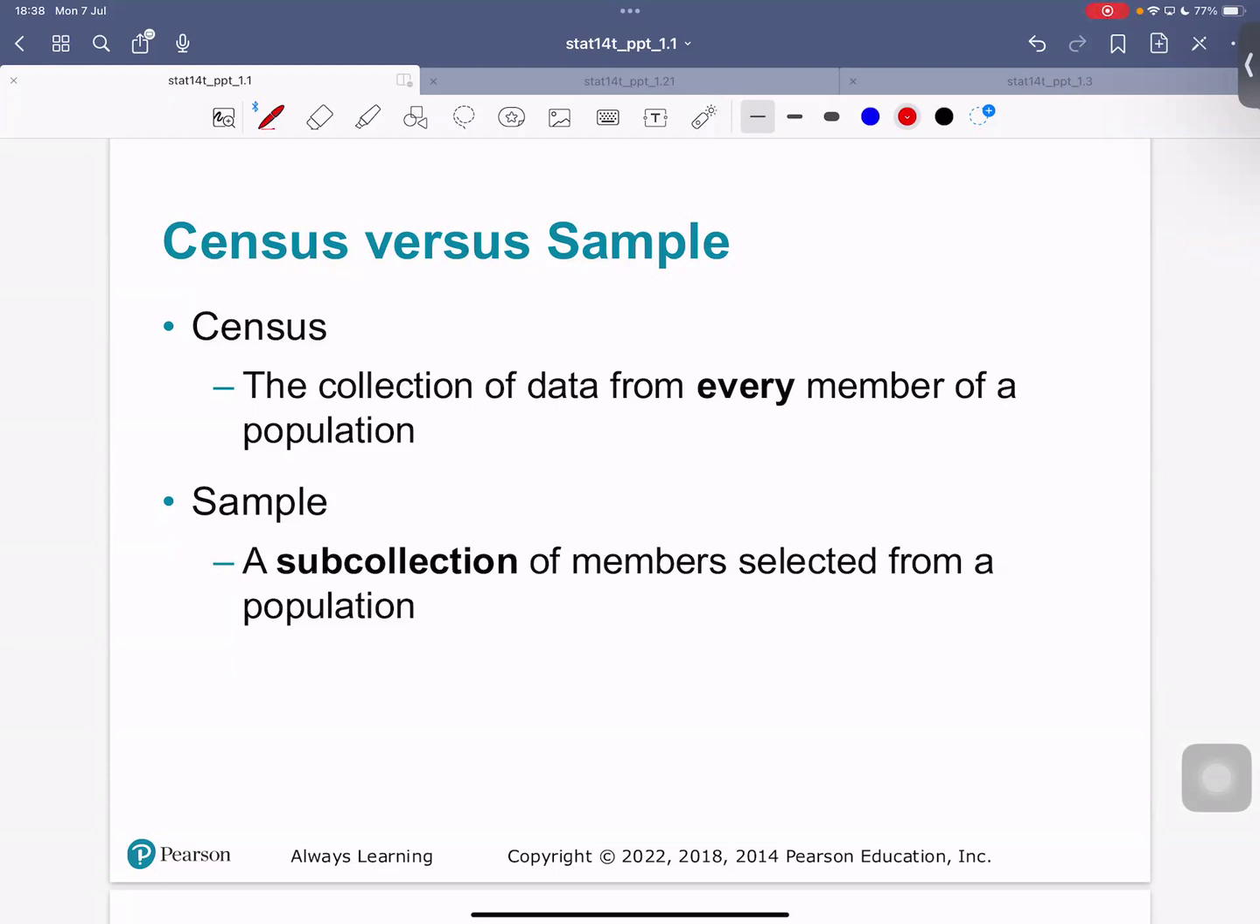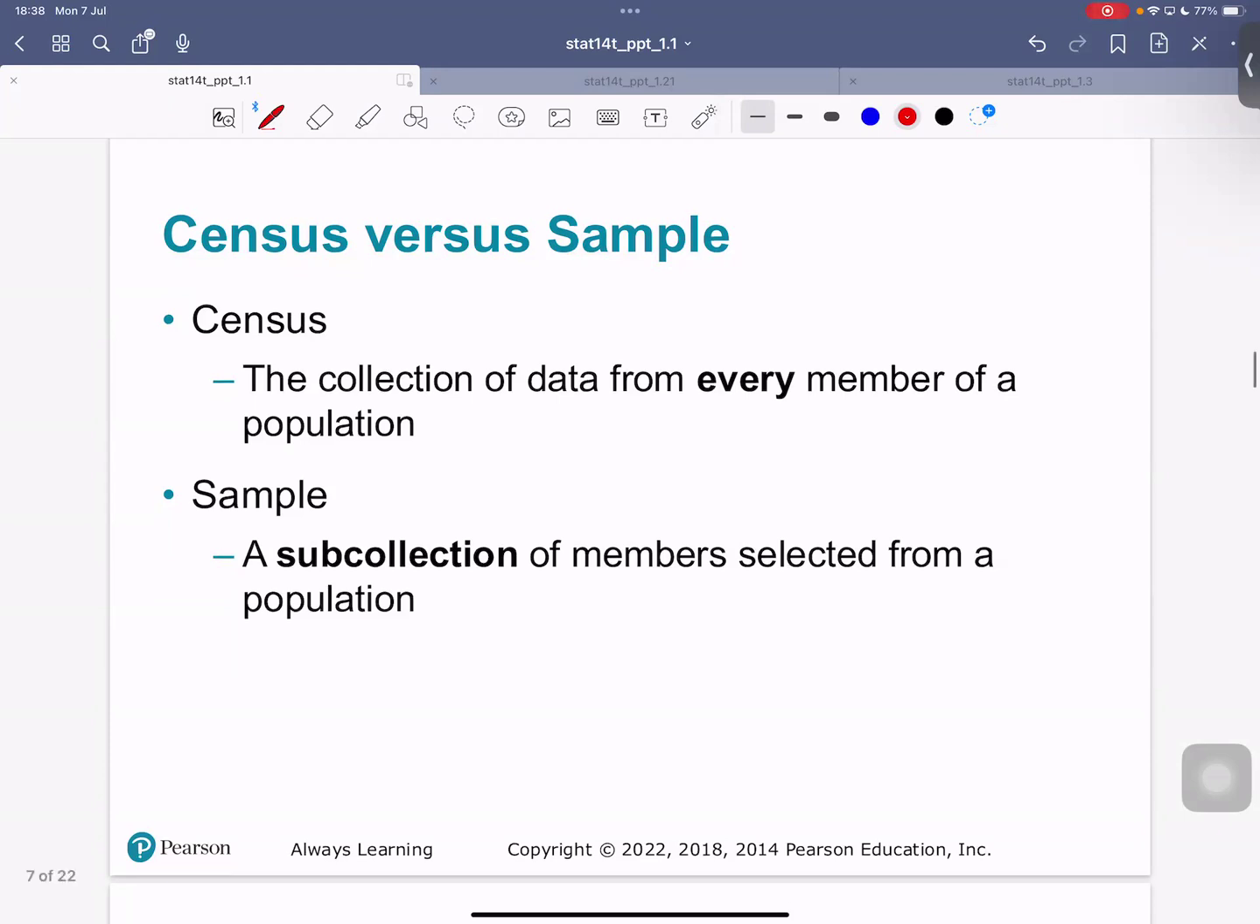Sample: a sub-collection of members selected from a population. This one I think is easier. For example, we did it earlier. We wanted to know the average number of hours that the students at National University sleep during exam week. But if we want to find the sample, maybe we just collect the data from a sub-collection of the big population. Then we will consider the average number of hours that students in our class sleep during that exam week. So that's a sub-collection of the population. So it's called the sample. Does that make sense, everyone? Easy, right?